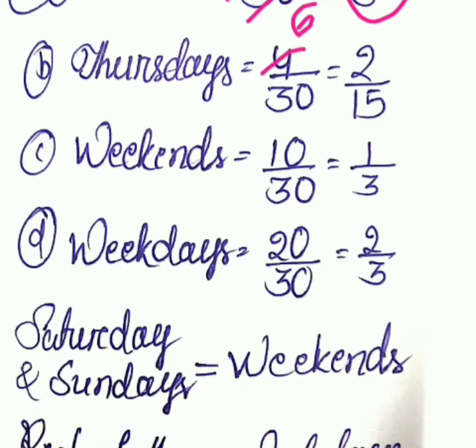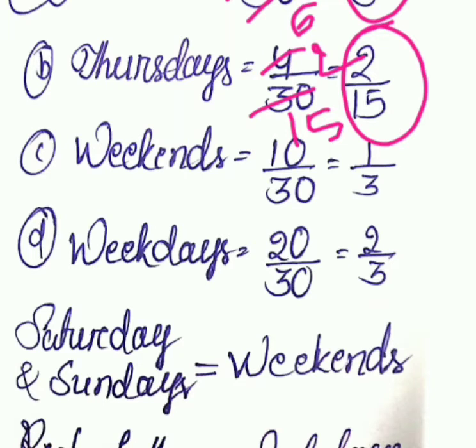I have taken the 2 table. 2 2s are 4, 2 15s are 30. So it will become 2 by 15. Now you can't cancel out here. The common factor is 1. So the answer is 2 by 15.